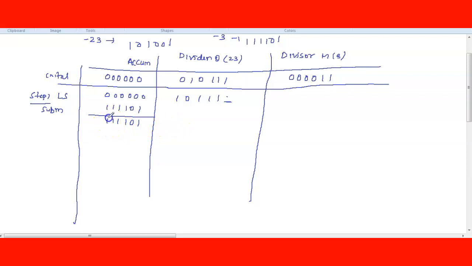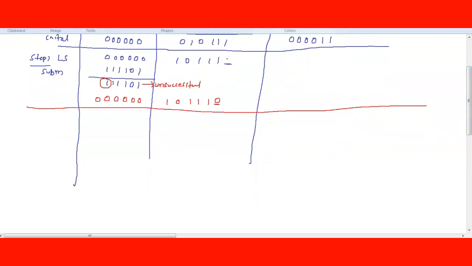So you can see the MSB here is 1. Since the MSB is 1, this step is unsuccessful and restoration has to be performed. So restoring gives 0 0 0 0 0 0, these 6 bits, and this is 1 0 1 1 1, and this value will be 0 because the step is unsuccessful. So whenever the step is unsuccessful, it performs the restoration and the quotient bit will be 0. So step 1 is over.